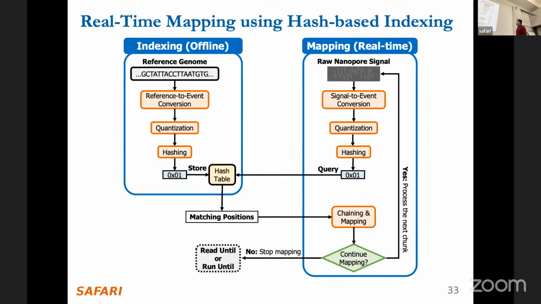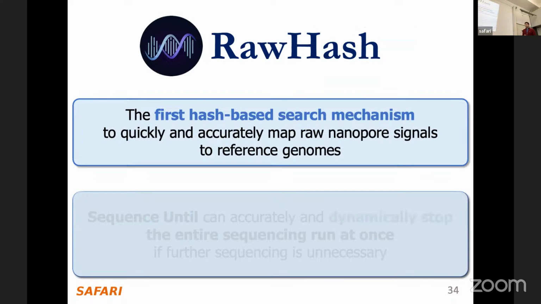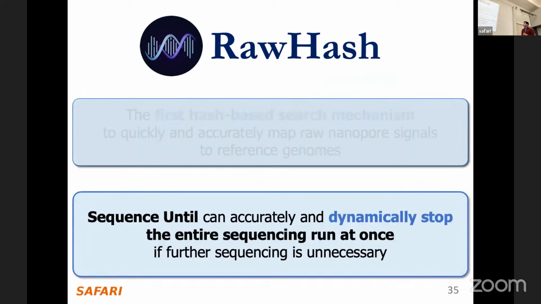Or if the answer is no, we stop sequencing that read by activating features of Nanopore sequencing called read until or run until. By doing so, we can simply stop sequencing a read or the entire sequencing run and move on to the next read. So this is the first contribution of RawHash.